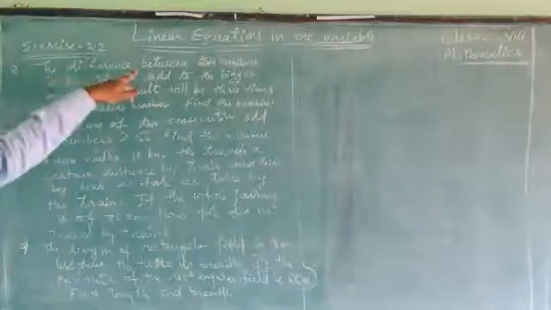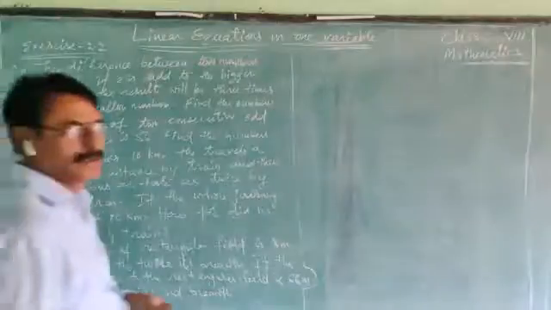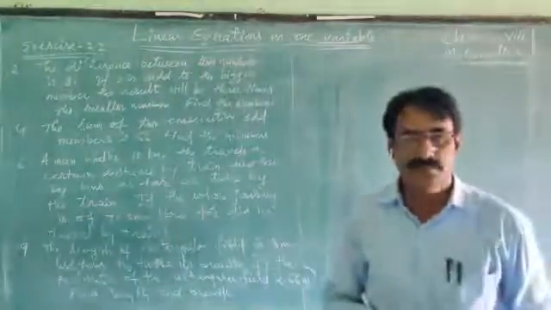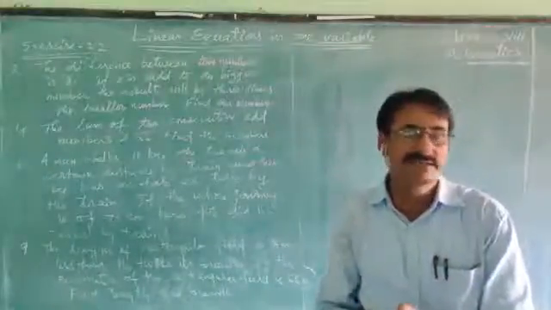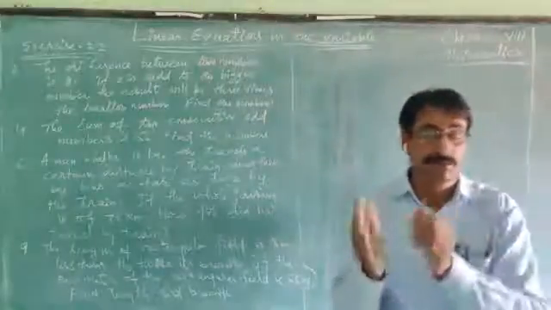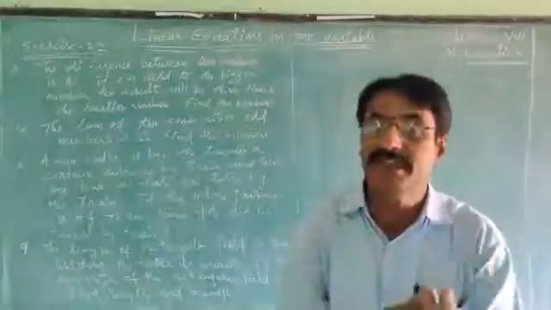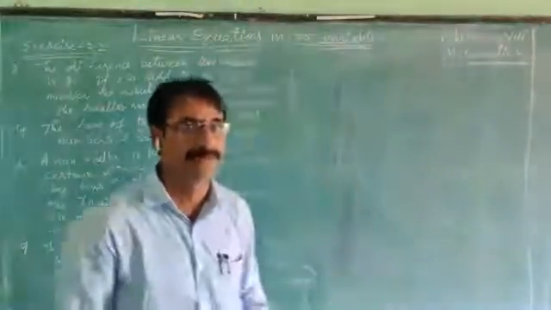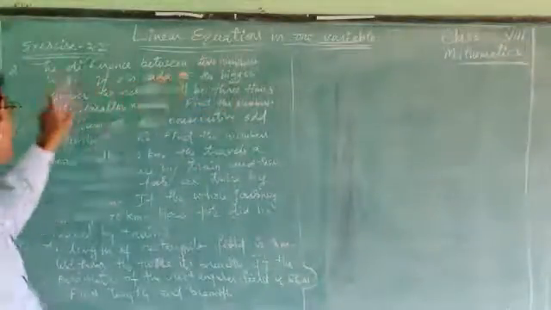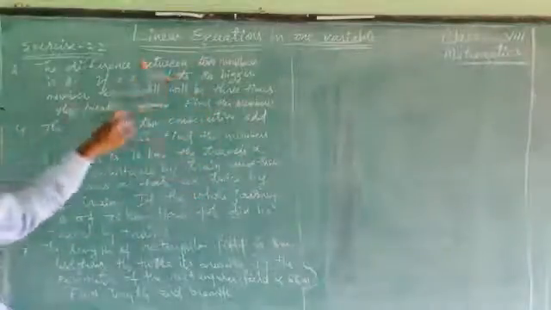Now coming to this second sum. The difference between two numbers is 8. That means one number is 8 more than the other number. If one number is 8 more than the other number, then the difference between those two numbers is 8. Next, if 2 is added to the bigger number, the result will be 3 times the smaller number.